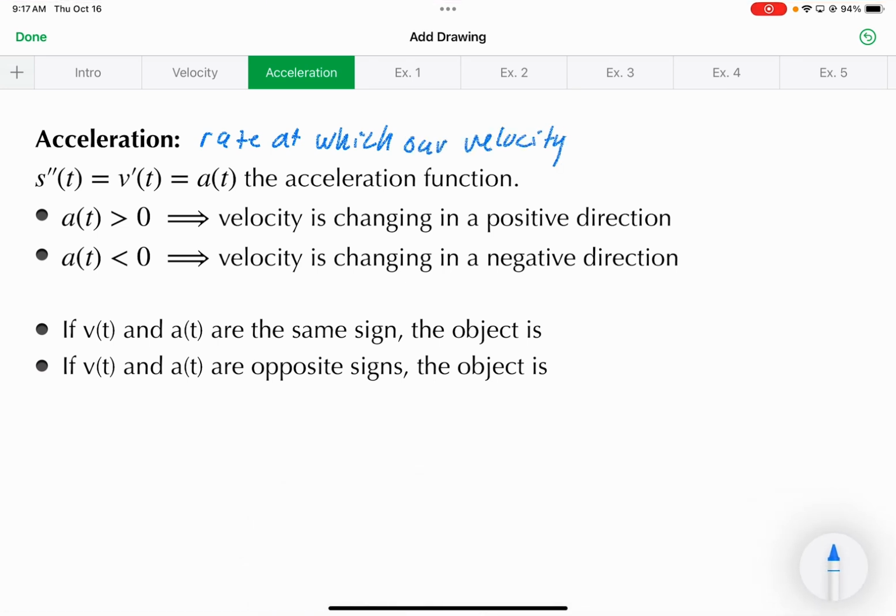I kind of spell that out down below if you read between the lines. So if you take the second derivative of your position function, which is the first derivative of your velocity function, that gives you a(t), which is your acceleration function. Now, this part is important as it's a little tricky the first time you look at it.